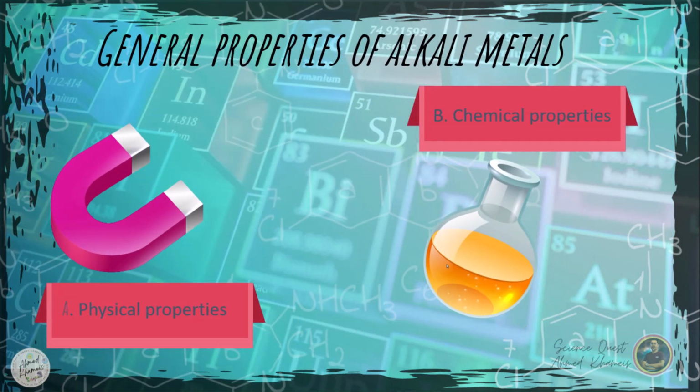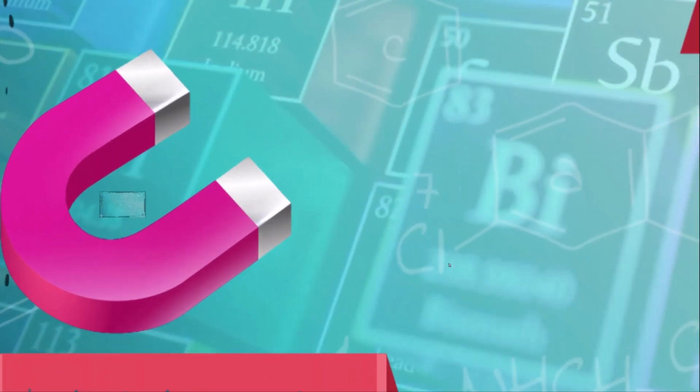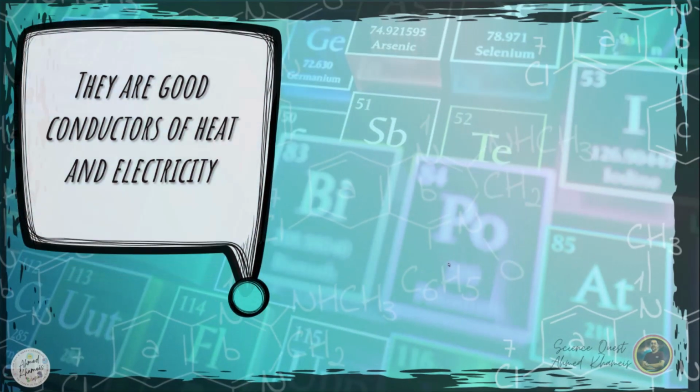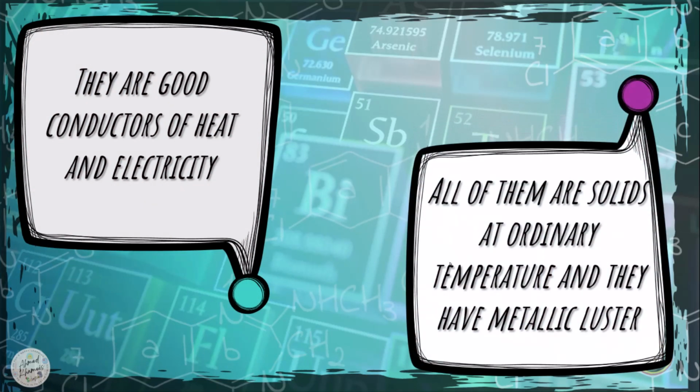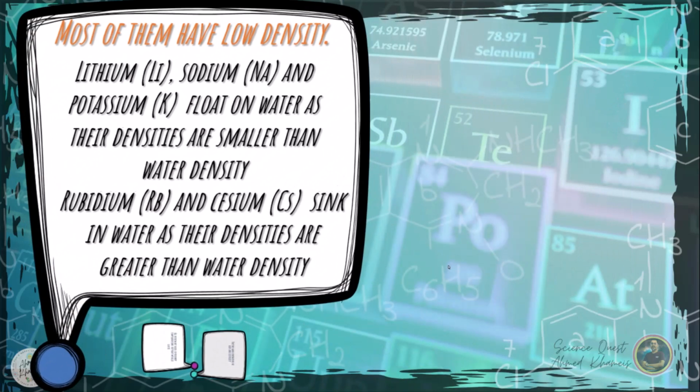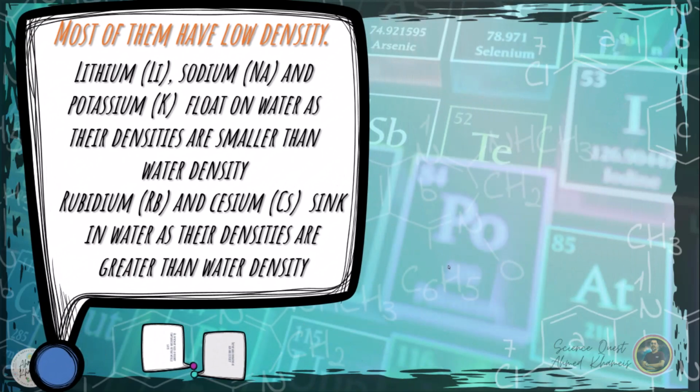So first, the physical properties of the alkali metals. They are good conductors of heat and electricity. All of them are in solid state, and they have metallic luster. They shine. Most of them have low density, like lithium, sodium, and potassium. Their density is less than the density of water, so they float on top of the water.